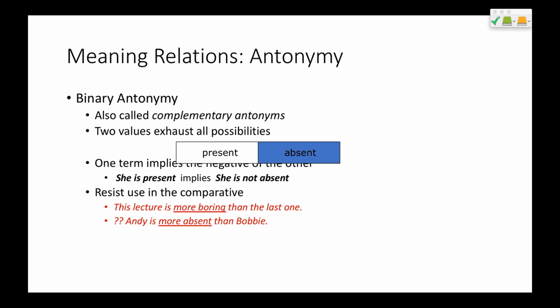There's also binary antonymy. Now, binary antonymy is also called complementary, and basically it's one or the other and not both. So you're present or you're absent. So she is present implies that she is not absent. You could say, for instance, this lecture is more boring than the last one, but you can't say that Andy is more absent than Bobby. Yes, I know, you can use it in a metaphorical sense, but we're talking about serious literal senses here. Okay, so for instance, alive and dead. You're either dead or you're alive.